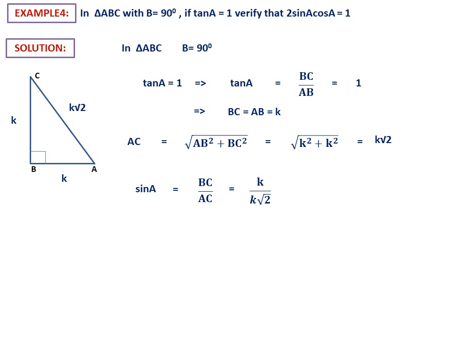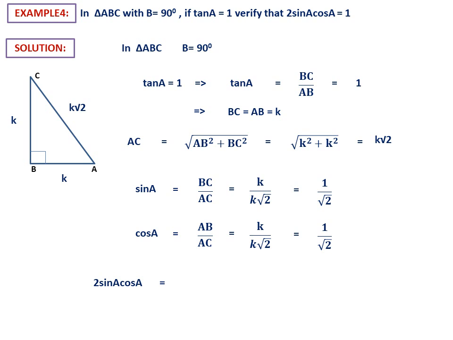Substitute. BC is K, divided by AC, which is K root 2. Cancelling K, we get 1 by root 2. In the same way, cos A equals AB by AC. What is AB? AB is K, divided by AC, which is K root 2. Once again, cancel K, you get 1 by root 2. Therefore, sin A is also 1 by root 2, and cos A is also 1 by root 2.